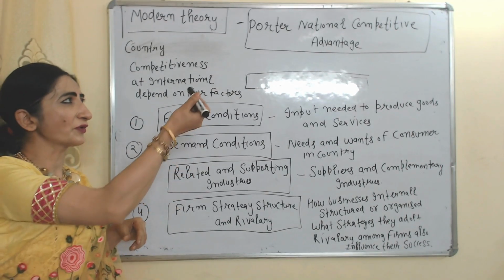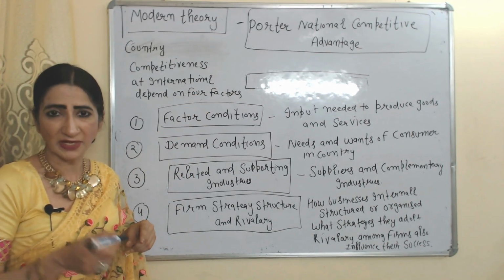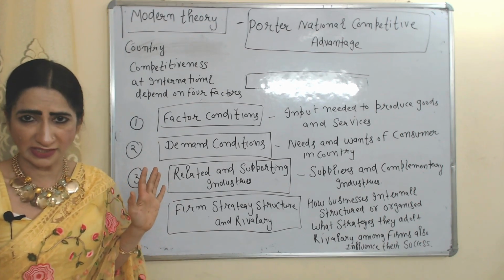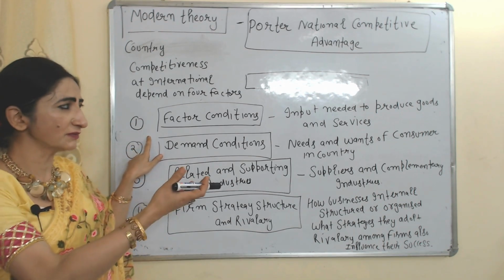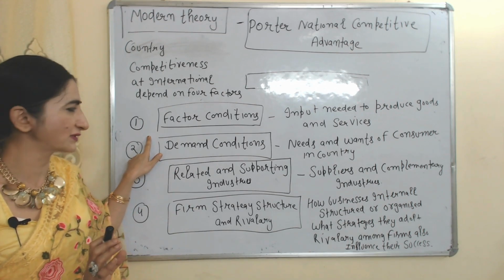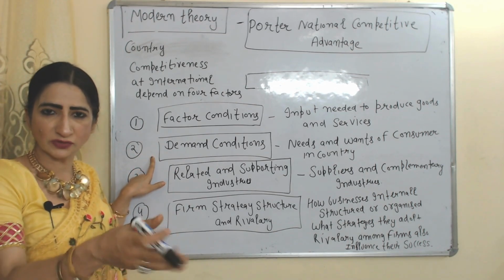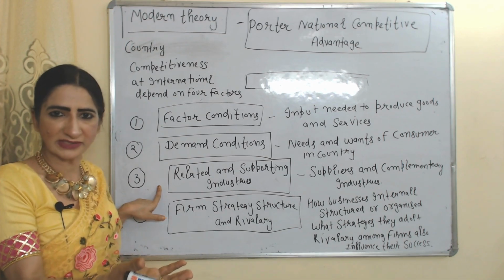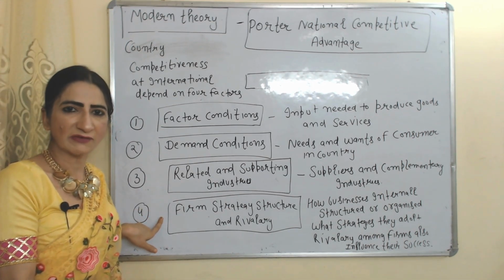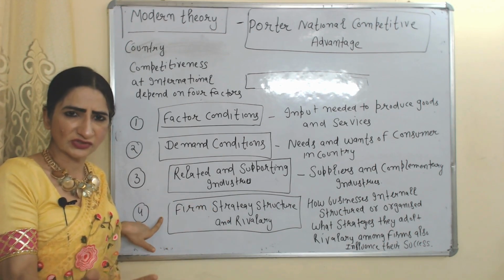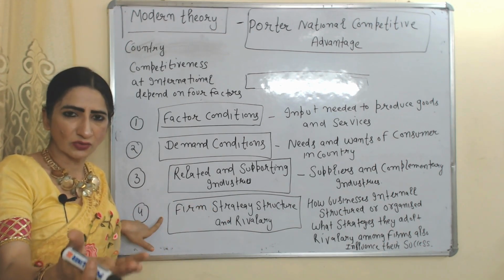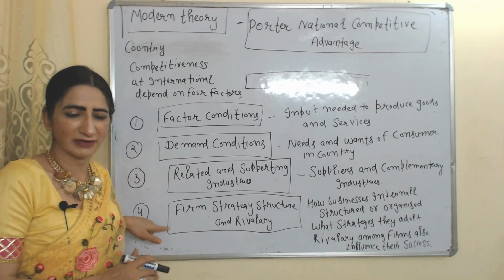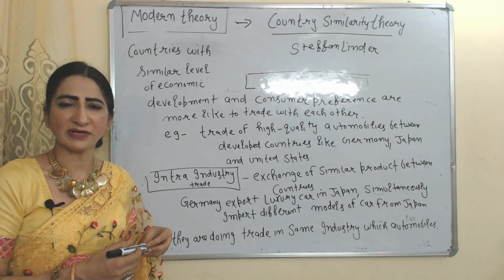Next modern theory is Porter national competitive advantage theory. According to this theory, competitiveness of firm in international market depends on four things. First is factor condition, that means inputs which are needed for production of goods and services. Demand condition, needs and wants of consumers at international level. Related and supporting industries, that means suppliers and complementary industries. Firm strategy, structure and rivalry. How a firm is internally organized or structured, what strategies they use, and rivalry among firms also influence success of firm at international level.